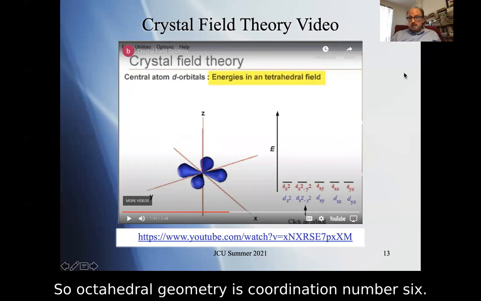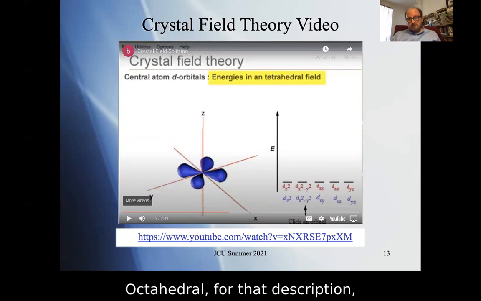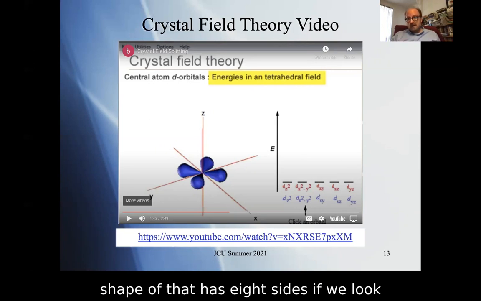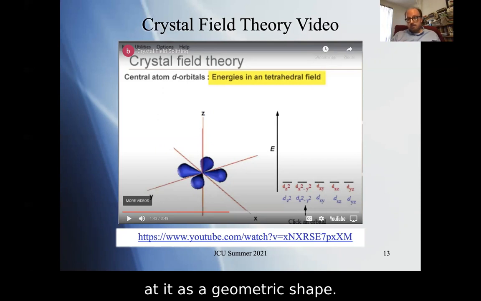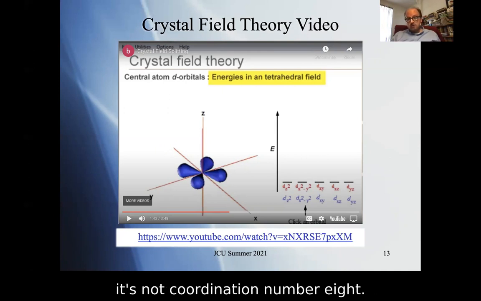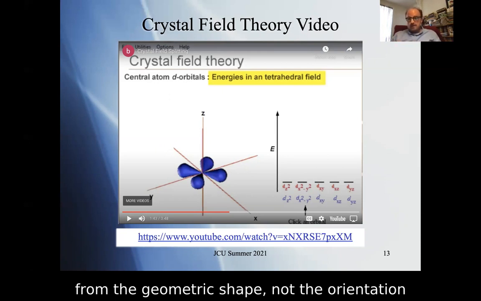There's a question. So octahedral geometry is coordination number 6. The octa part is not referring to the coordination number. Octahedral, for that description, has to do with the fact that the 3-dimensional shape has 8 sides if we look at it as a geometric shape. So octahedral is coordination number 6. It's not coordination number 8. It's unfortunately a name that comes from the geometric shape, not the orientation around the metal.